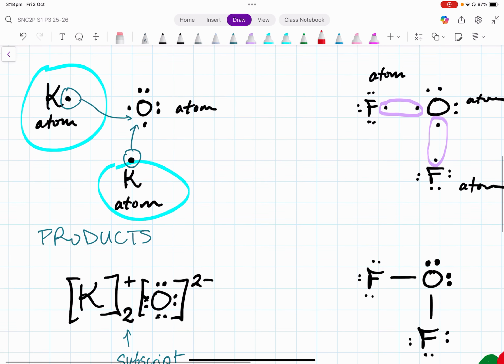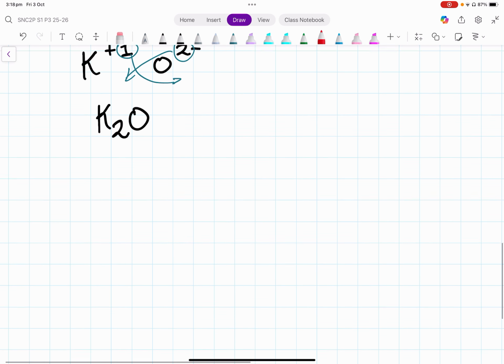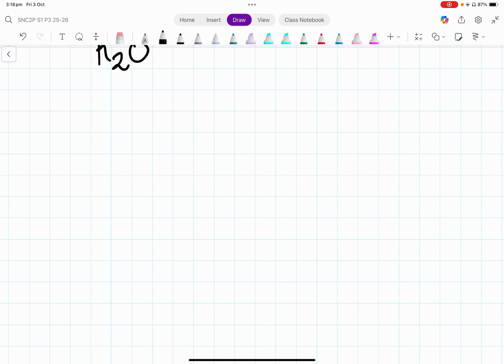Okay. Let me do another example just so that we're a bit clearer. Okay. Let me think of one. All right. Let's do iron(III) oxide. Like this is rust, actually.